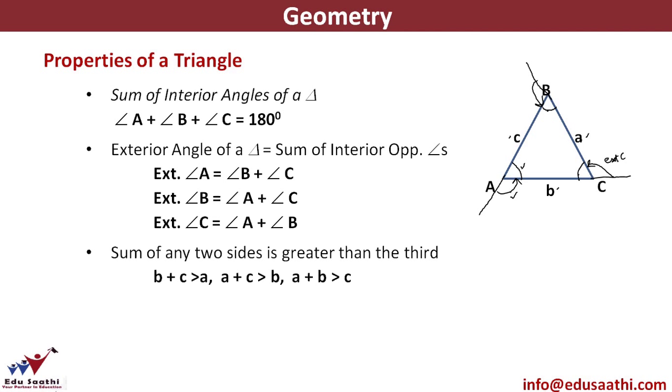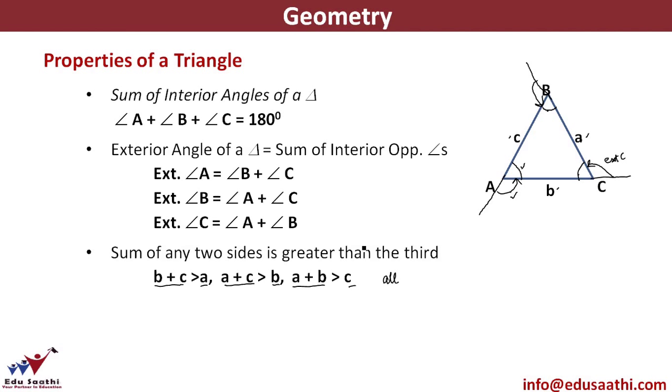The next property of a triangle is very important for a triangle to be formed. If a triangle has to exist, the sum of any two sides should be greater than the third. And this holds true for all three sides. So if I take the sides B and C, the sum of the two sides B and C should be greater than the third side, which is A. The sum of the two sides A and C should be greater than B, and A and B should be greater than C. So it has to be true for all three sides, else you will not be able to form the triangle.